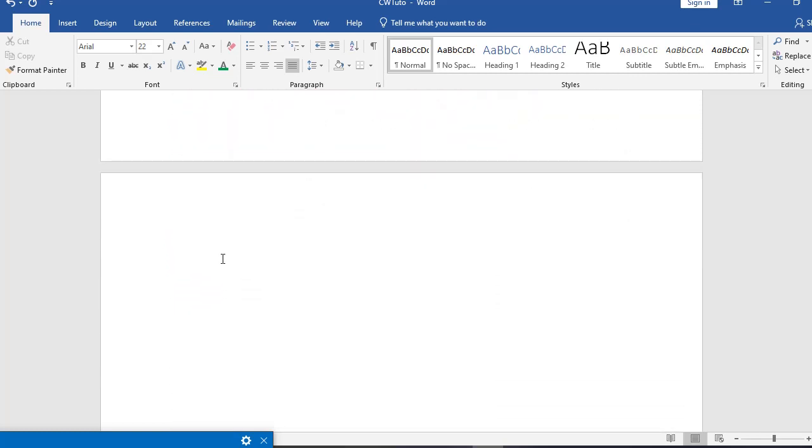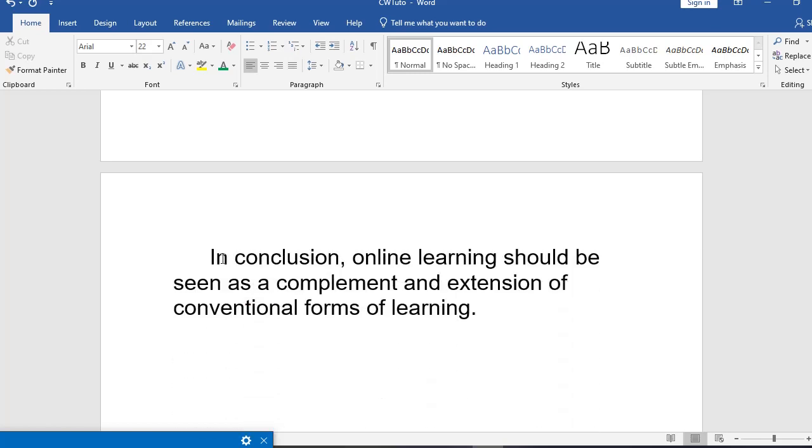Then the last paragraph will be the ending or the closing of your essay by giving a conclusion. In conclusion, online learning should be seen as a complement and extension of conventional forms of learning. Okay, complement maksudnya ialah pelengkap. Dulu pergi sekolah, belajar tak habis, kena cuti sebab COVID. So online learning is a complement. So online learning ni sebagai pelengkap and extension, kesinambungan, sambungan daripada yang apa dah kita berhenti di sekolah. Of conventional forms of learning.